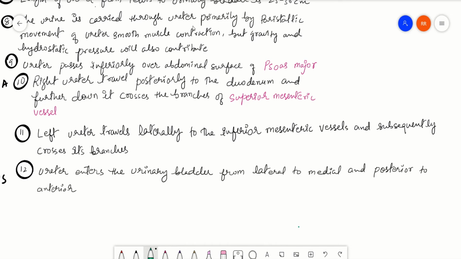That means if you see the ureter, it will move posteriorly. Okay, first it will move laterally and then it will move towards the medial. Okay, and then it will move from posterior to anterior. So this is the posterior part, and this is your urinary bladder, and then it will move from posterior to anterior. Okay, it will open into the urinary bladder.